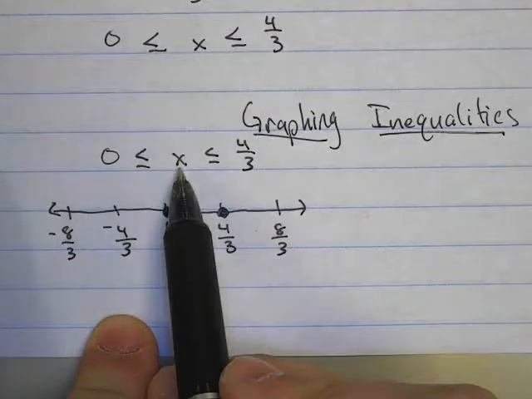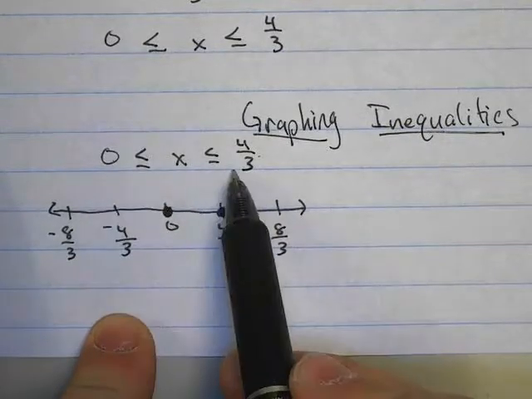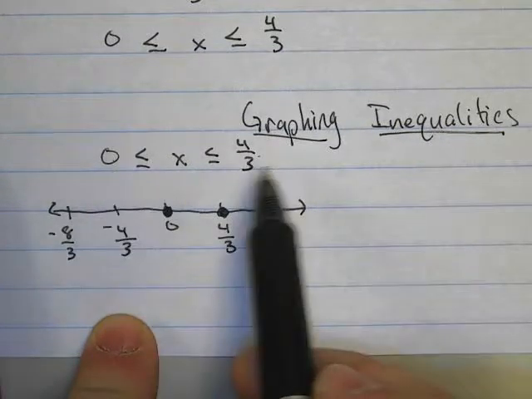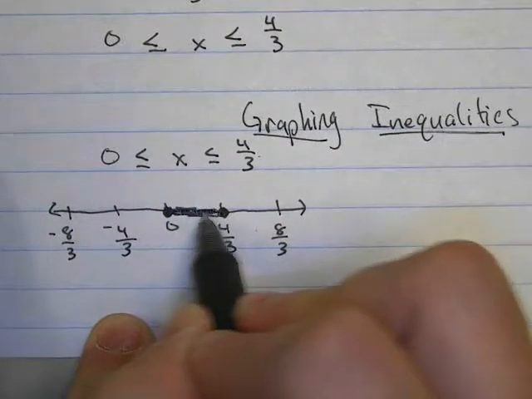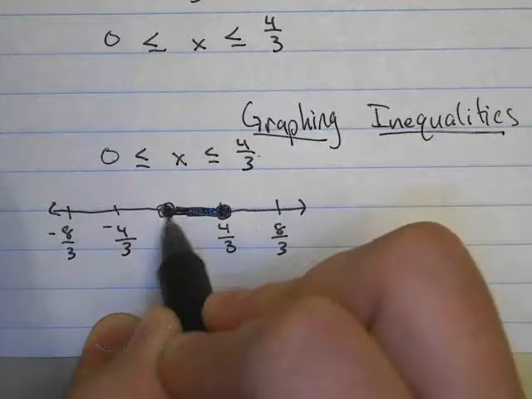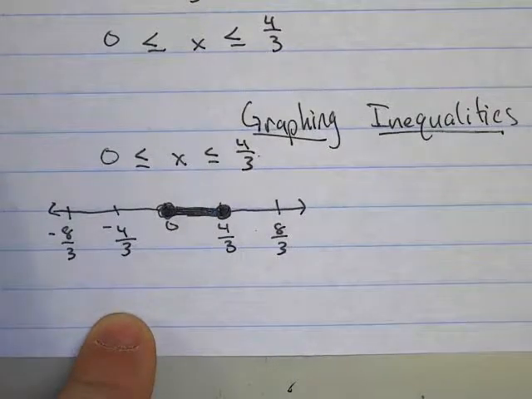Now when I look at x, it's in between 0 and 4 over 3. So that means I'll need to shade in between 0 and 4 over 3. So I'll just color that in like that. Really exaggerate it. And then I'm done graphing.